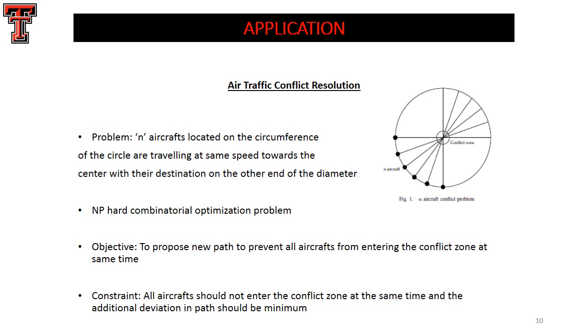This is an NP-hard combinatorial optimization problem. The objective of this problem is to minimize the path traveled by all the aircraft in such a way that none of the aircraft meet each other in the conflict zone at the same time. The ant colony optimization technique has been employed by the authors to solve this problem.